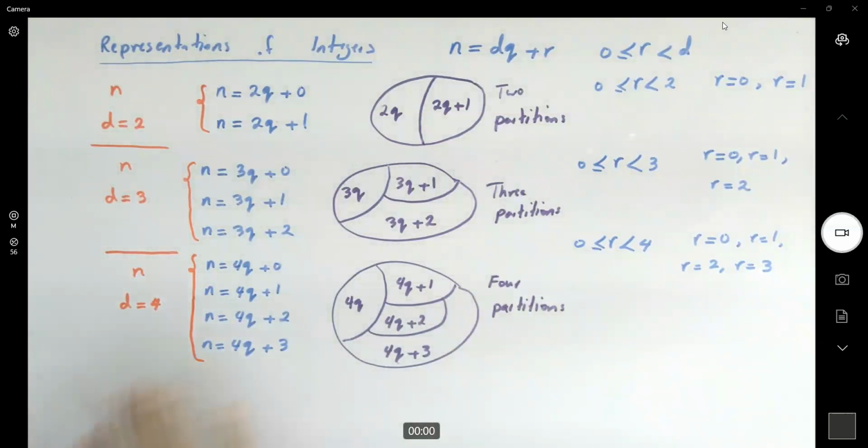Very good. Now we're going to use the representation of integers. Remember that you can continue this process. You can define it for 5. What if we have 6? For 7, we're good because 7 is a prime number. What about if we have 8? What about 9? How many partitions will you get?